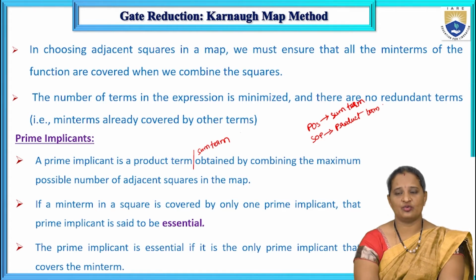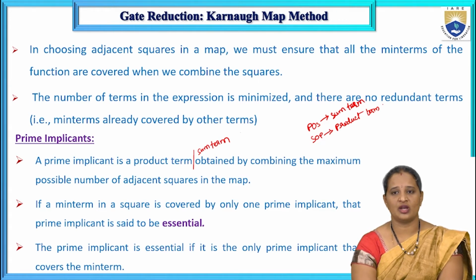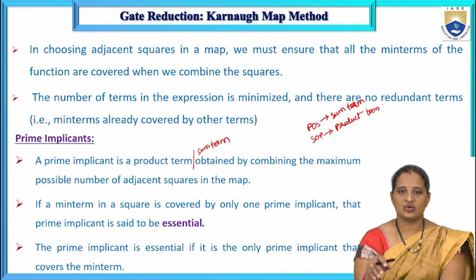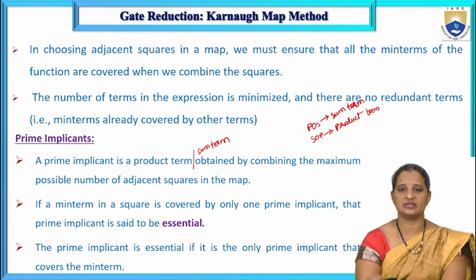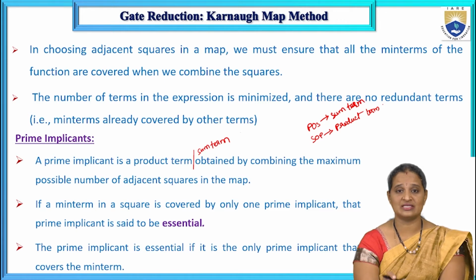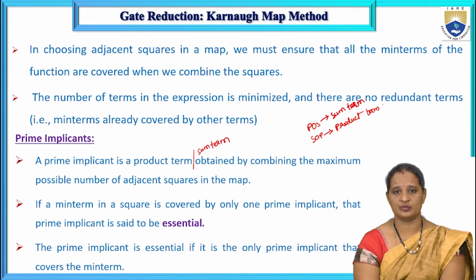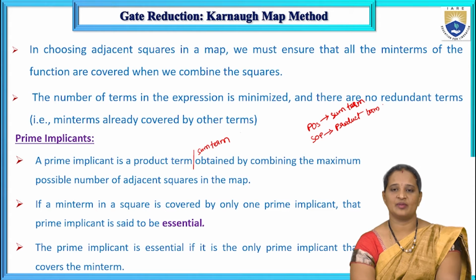Any prime implicant is said to be an essential prime implicant if a minterm in a square is covered by only one prime implicant. So a prime implicant covers a number of minterms, right? If any one of the minterms is covered by only one group, then the prime implicant written for that particular group is known as essential, because this grouping must be present in order to cover that particular minterm, because that minterm is not at all covered by any other groups. So such type of prime implicants are said to be essential prime implicants.